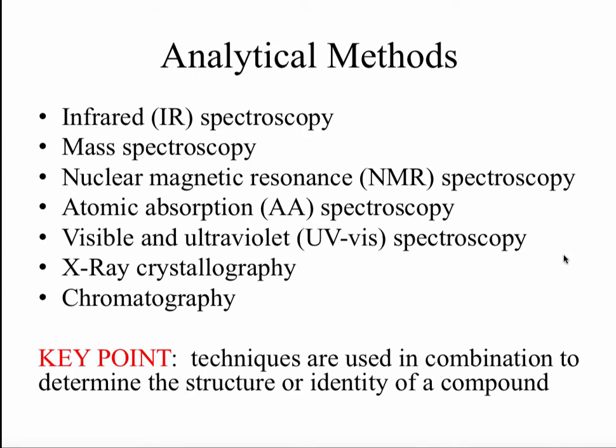There are several different analytical methods that we're going to take a look at, the first of which is infrared spectroscopy, mass spectroscopy, which we looked at in general terms last year. Then we have nuclear magnetic resonance spectroscopy, atomic absorption, AA spectroscopy, visible and ultraviolet UV-vis spectroscopy, X-ray crystallography, and chromatography.